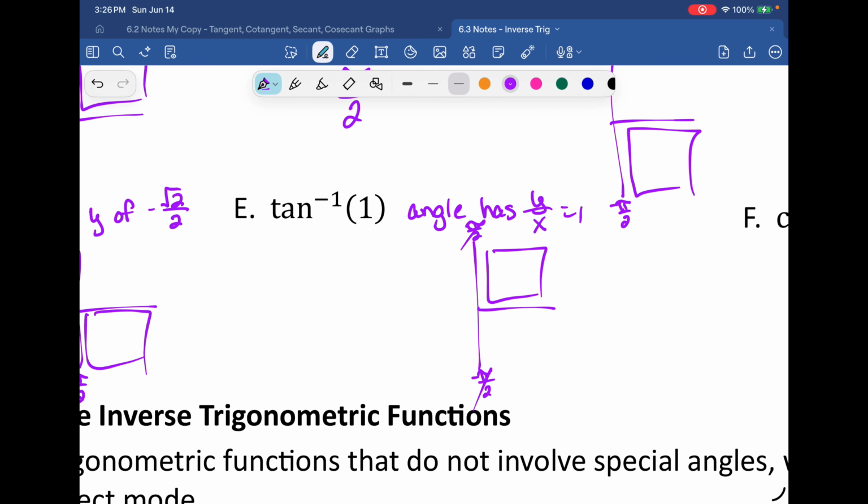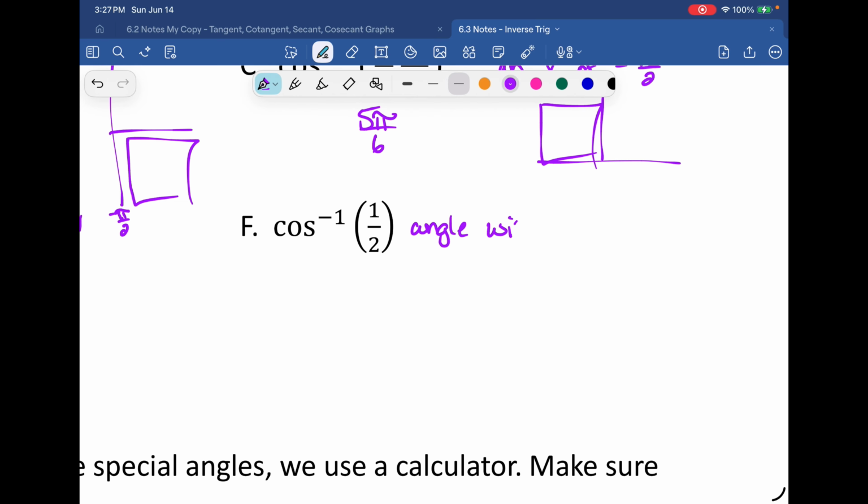Cosine of positive 1/2. So this is an angle with x of 1/2. So consider cosine, 0 to pi. Cosine is positive in quadrant 1. That angle with that x value is pi over 3.